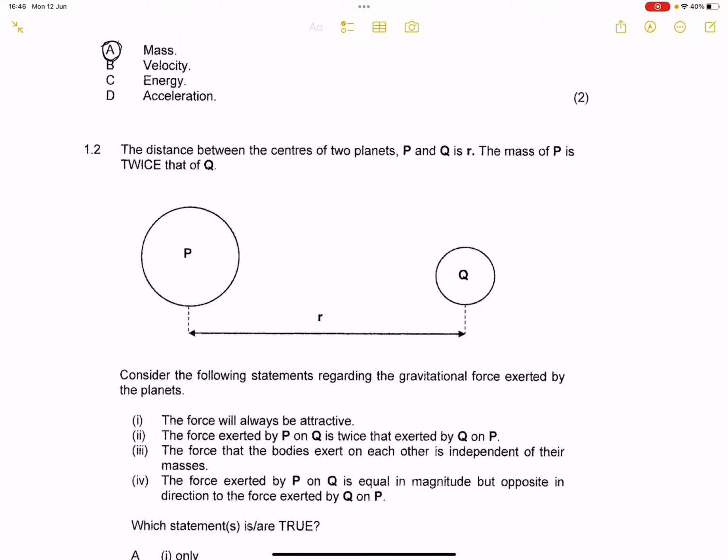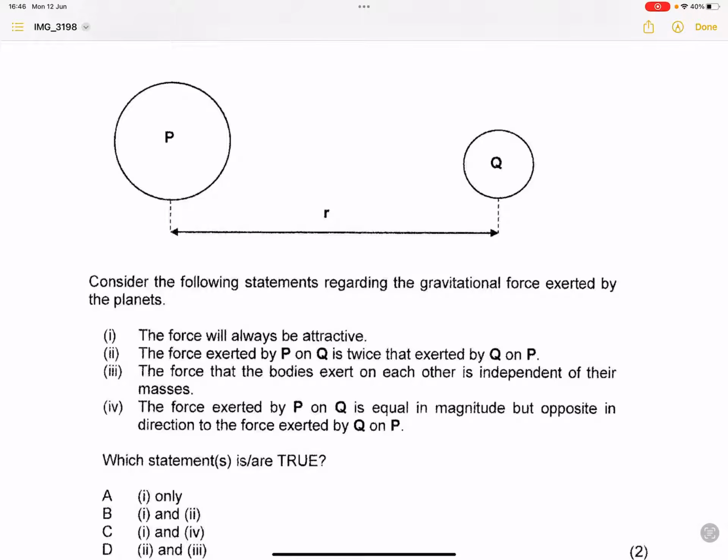Number two, they say the distance between the center of two planets, P and Q, is R. They say the mass of planet P is twice that of Q, so we know this should be 2m if this is m. Now they say, consider the statements regarding the gravitational force exerted by the planets. They say the force will always be attractive. That's very true, so statement one is absolutely true.